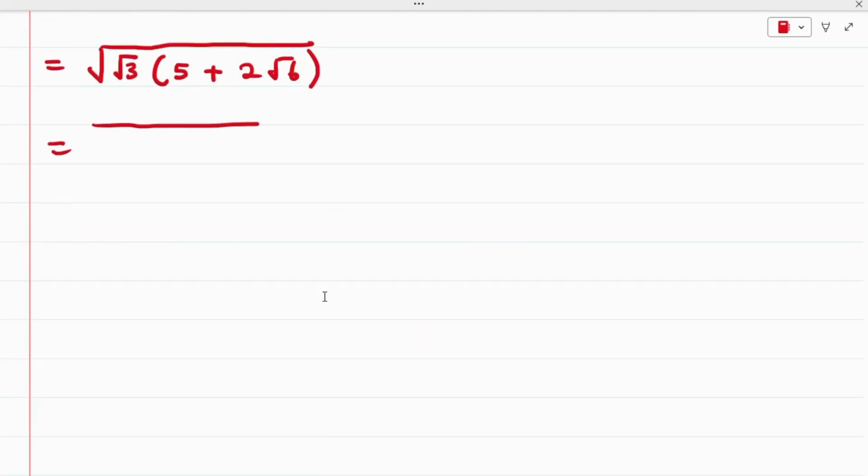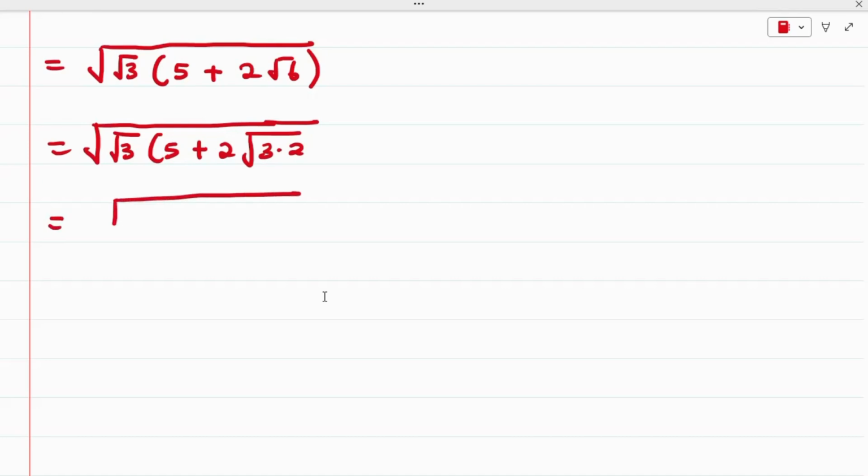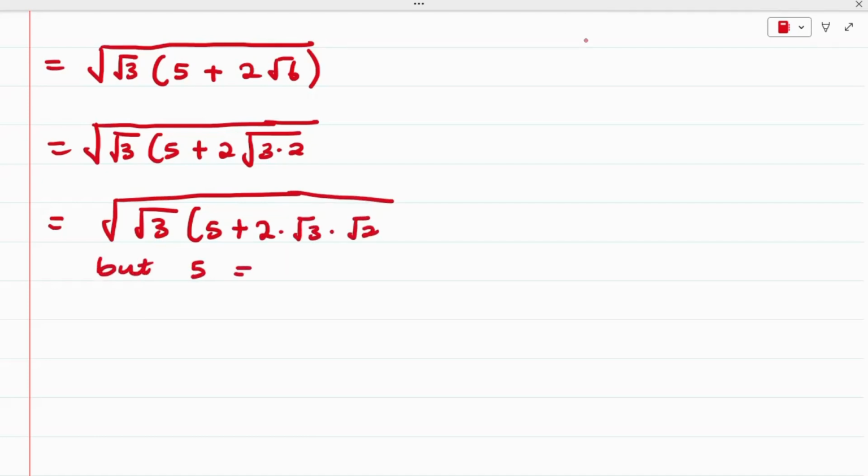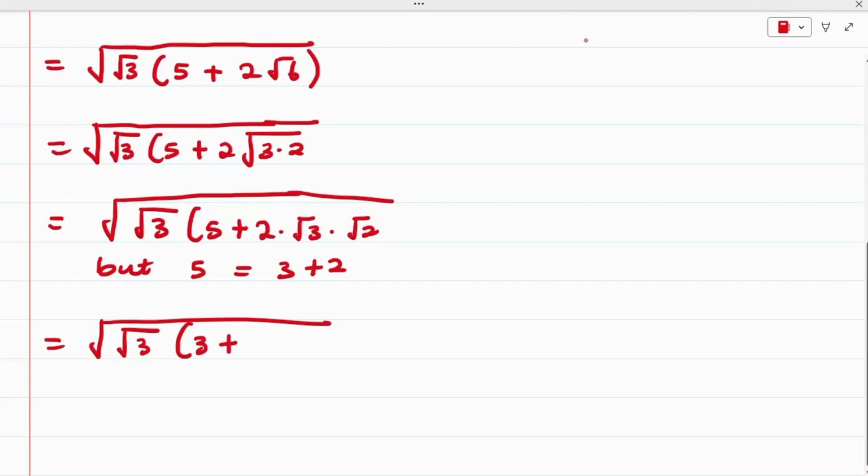So this is equal to the square root of the square root of 3 into 5 plus 2 into the square root of 6, and now 6 can be expressed as 3 multiplied by 2, right? So this is equal to the square root of the root of 3 into 5 plus 2 multiplied by the root of 3 multiplied by the root of 2, right? But we can easily express 5 to be 3 plus 2, right? So in place of 5 we're going to put 3 plus 2, plus 2 multiplied by the square root of 3 multiplied by the square root of 2.